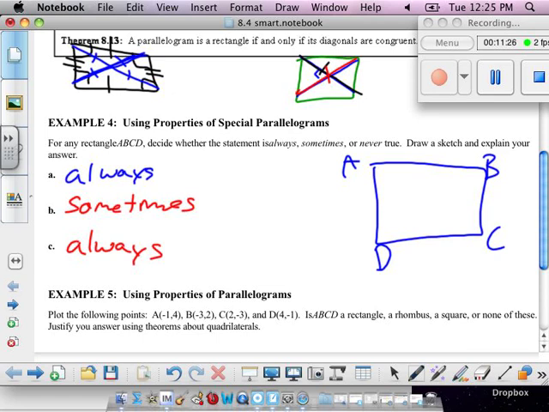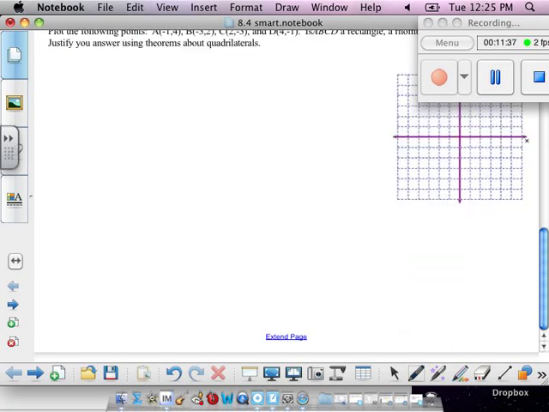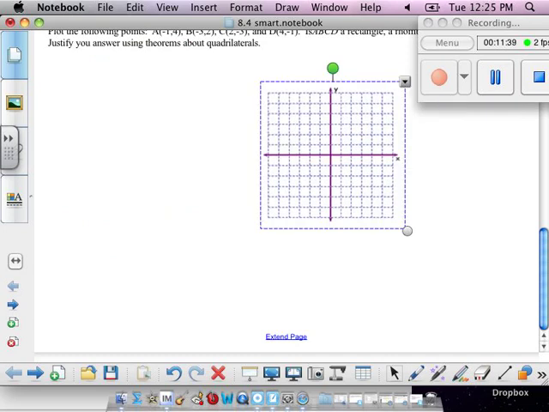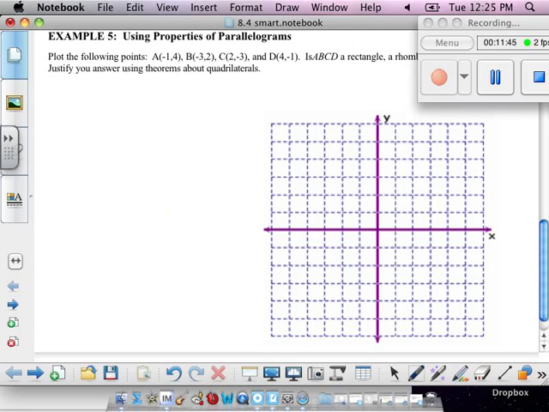We are going to plot these four points, because we're going to figure out if it's a rectangle, rhombus, square, or none of these. Okay? You need to be doing this, Michael. Where's your pencil? Good. So, A is (-1, 4). B is (-3, 2). C is (2, -3). And D is (4, -1).